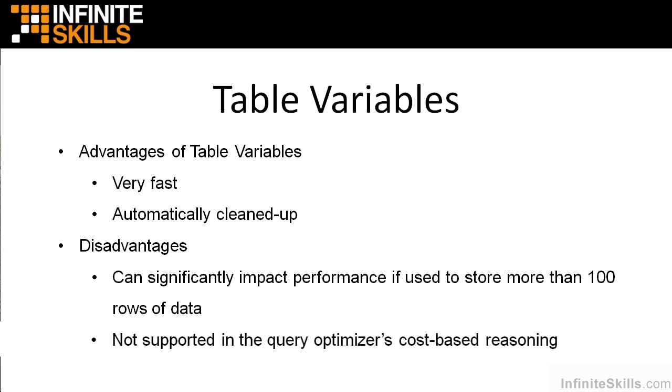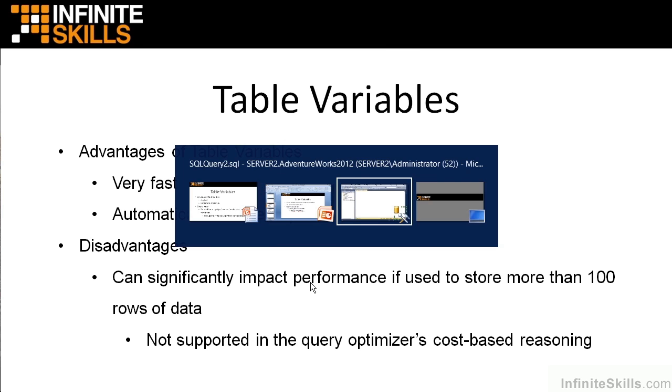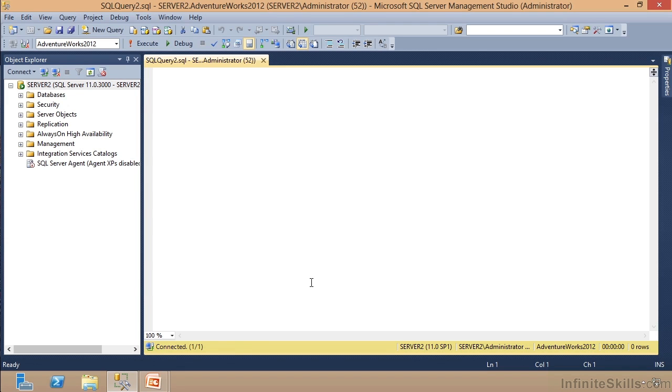If you're going over 100 rows of data, you probably should be using something besides a table variable. Why? Well, the table variable is not supported in the Query Optimizer's cost-based reasoning, and this causes problems. It can cause the optimizer to misguess or to choose the wrong operation for creating the result set that's required, and it can really bog the SQL Server down. It can really slow the query down. So use table variables for 100 rows of data or less, and don't try to store any more than that in them. So now let's jump out to the Management Studio and start looking at some examples of table variables.